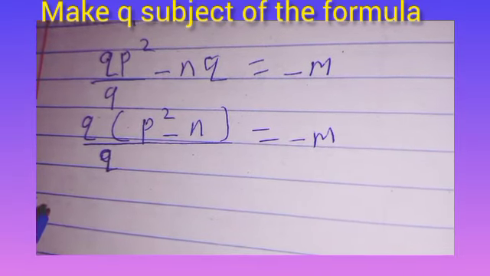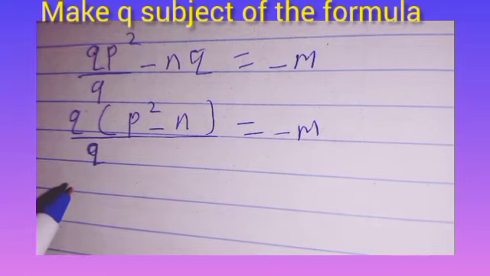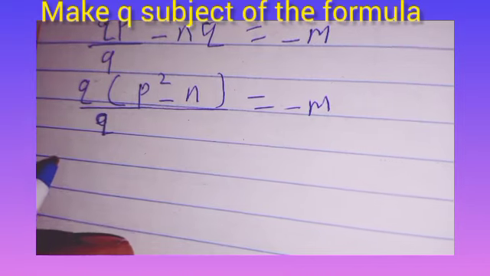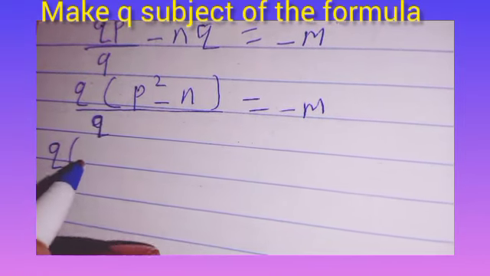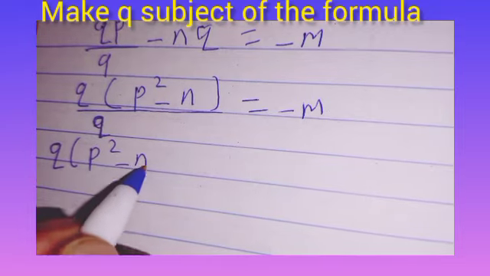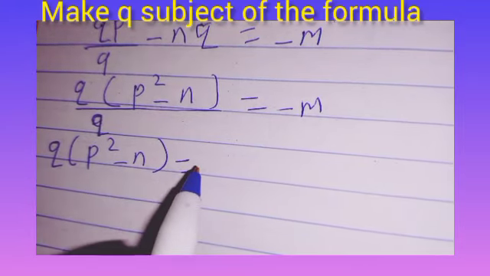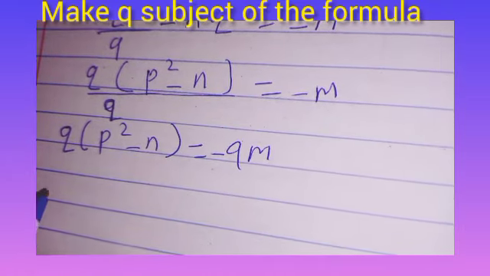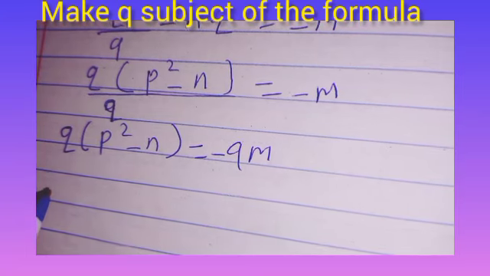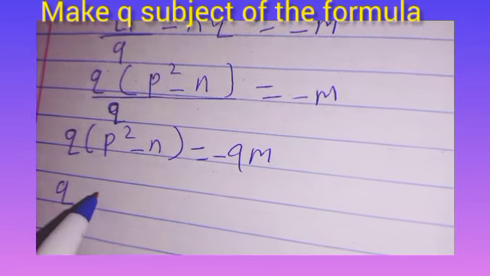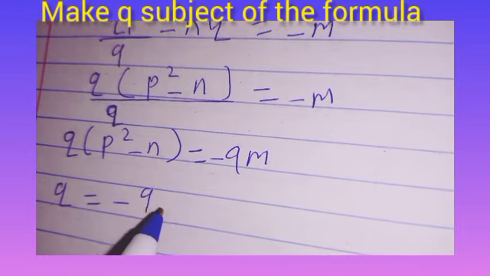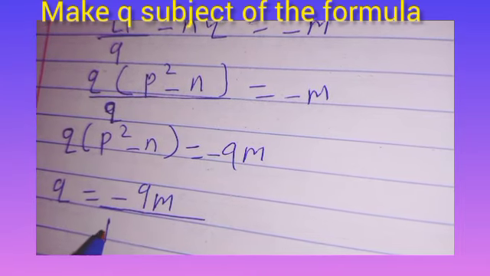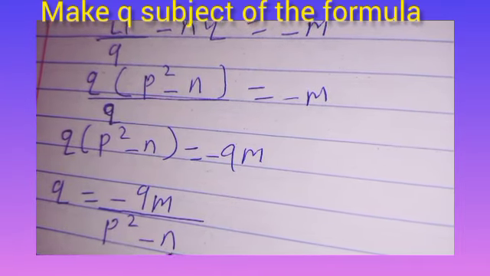Then from there now, we multiply both sides by 9. So to be left with Q into bracket P squared minus N is equal to negative 9M. Then we divide both sides by P squared minus N. So Q will be equal to negative 9M divided by P squared minus N.